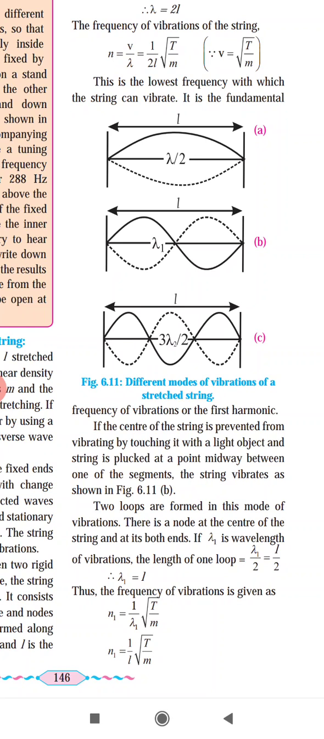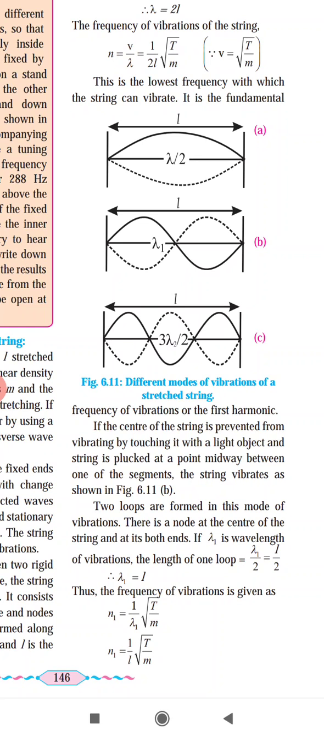Now if the center of the string is prevented from vibrating by touching it with a light object, and the string is plucked at a point midway between one of the segments, the string vibrates as shown in figure 6.11b. See this second figure, two loops are formed in this mode of vibration. There is a node at the center of the string and at both its ends. If lambda 1 is the wavelength of vibration, the length of the loop is lambda 1 by 2, which is equal to L by 2. So lambda 1 is equal to L, that is, two loops are formed.